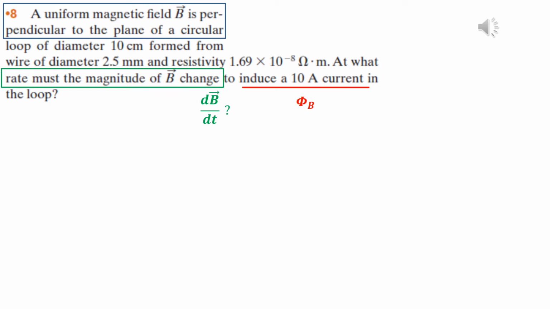Problem 8. A uniform magnetic field B is perpendicular to the plane of a circular loop of diameter 10 centimeters, formed from a wire of a diameter of 2.5 millimeter, and they also give me the resistivity, etc. At what rate must the magnitude of B change, meaning they want dB over dt, to induce the current of 10 ampere in the loop? So 10 ampere is given.